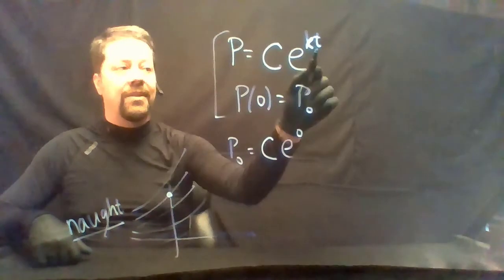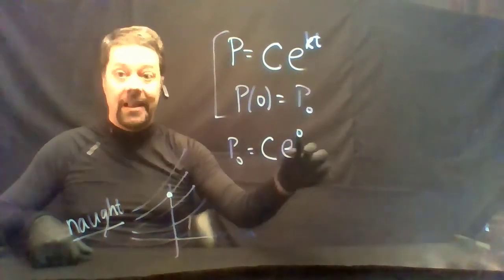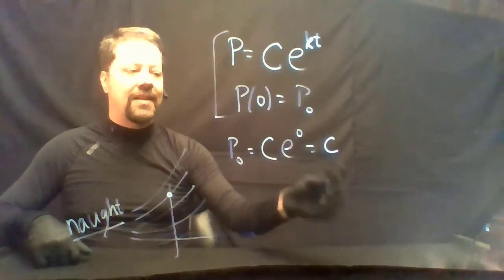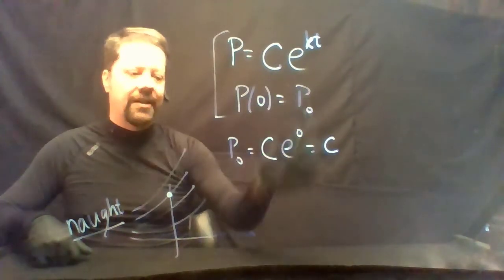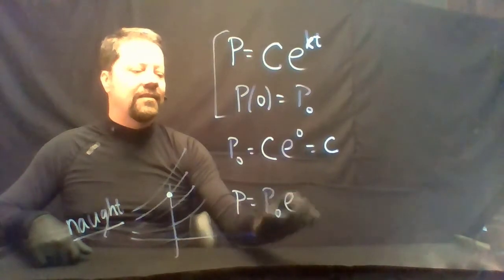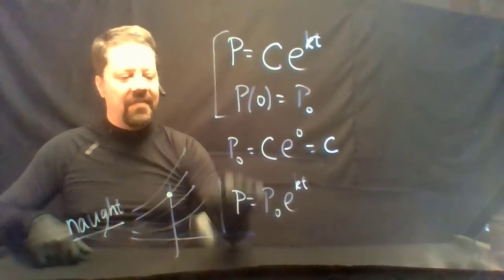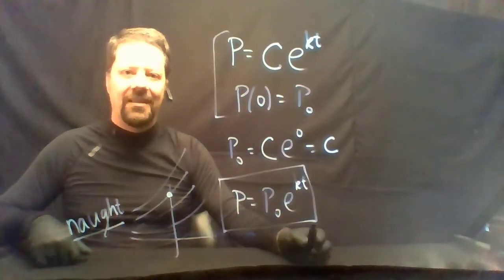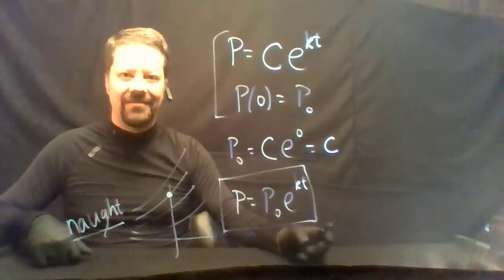Well, at time zero, you're going to have e to the zero, and e to the zero is one. So that tells you the constant of integration here is the initial population. So P is P-naught e to the kt. This is the outcome of the natural growth law.